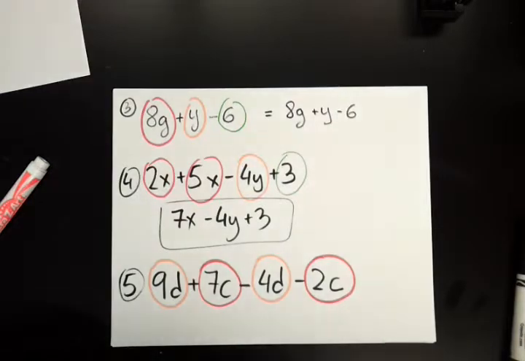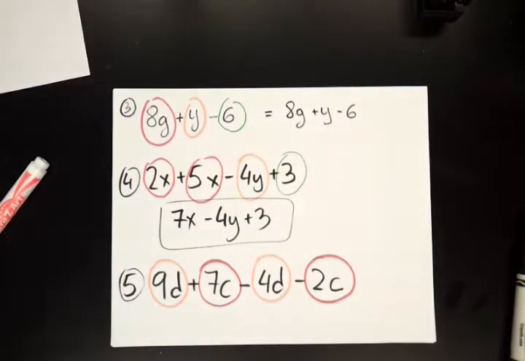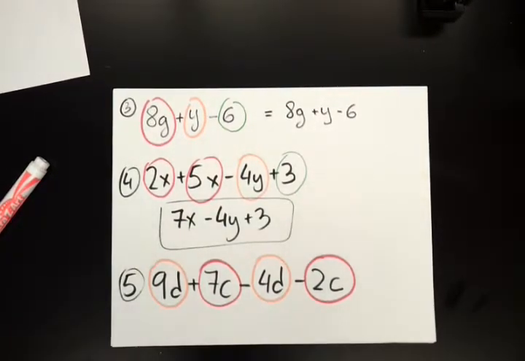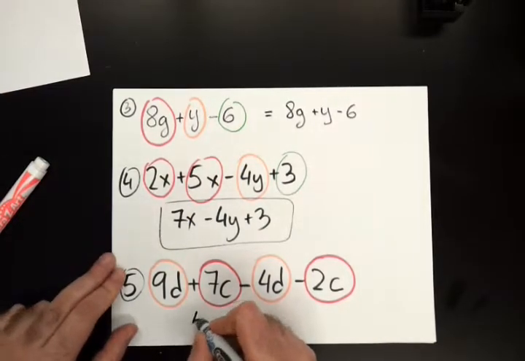Now, I'm going to go ahead and deal with my D terms first. I could deal with the C terms, but I like to go left to right. So just looking at the D terms, I want to pretend the C terms are not there. 9D minus 4D, that's 5D.